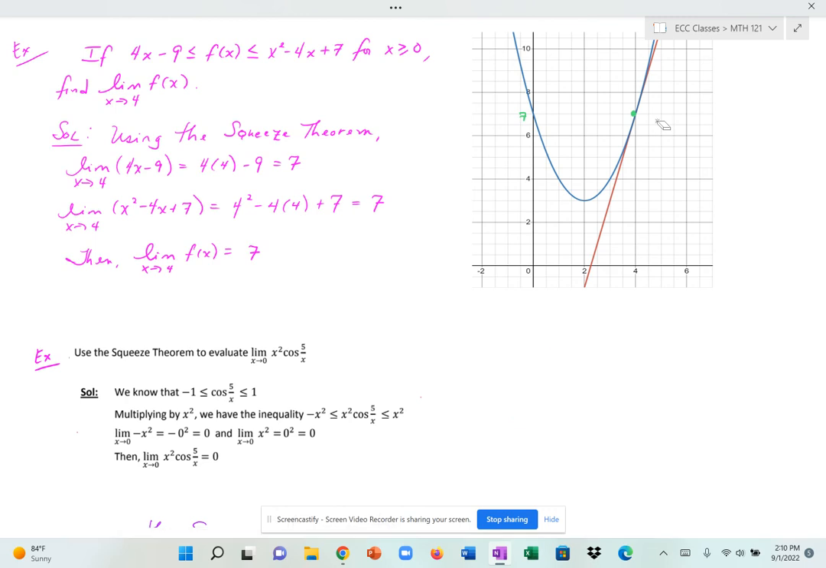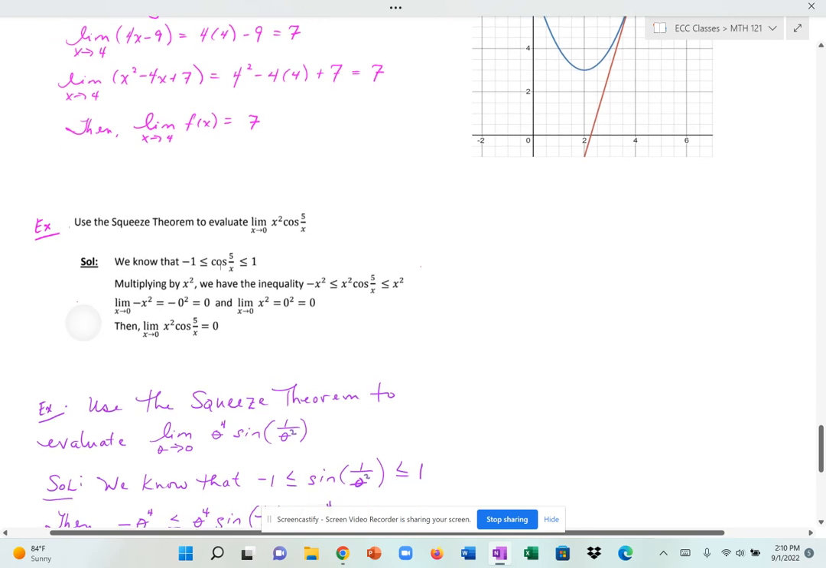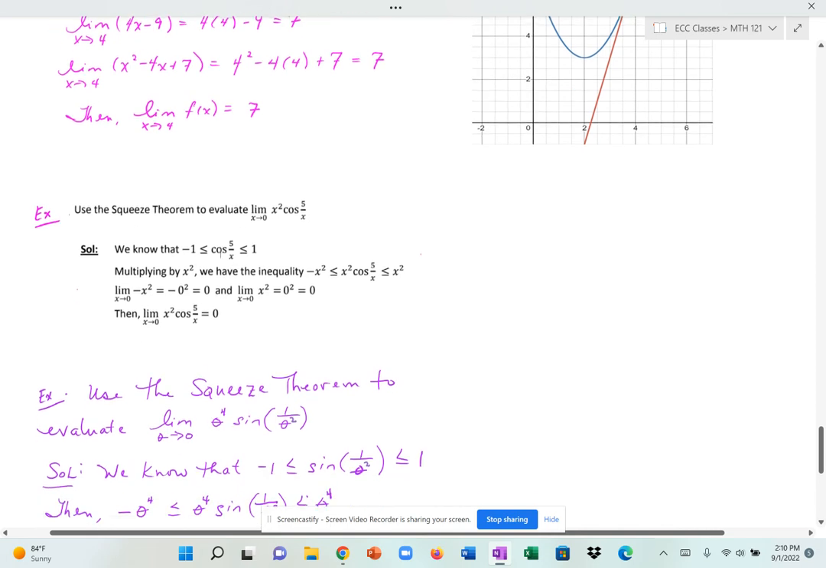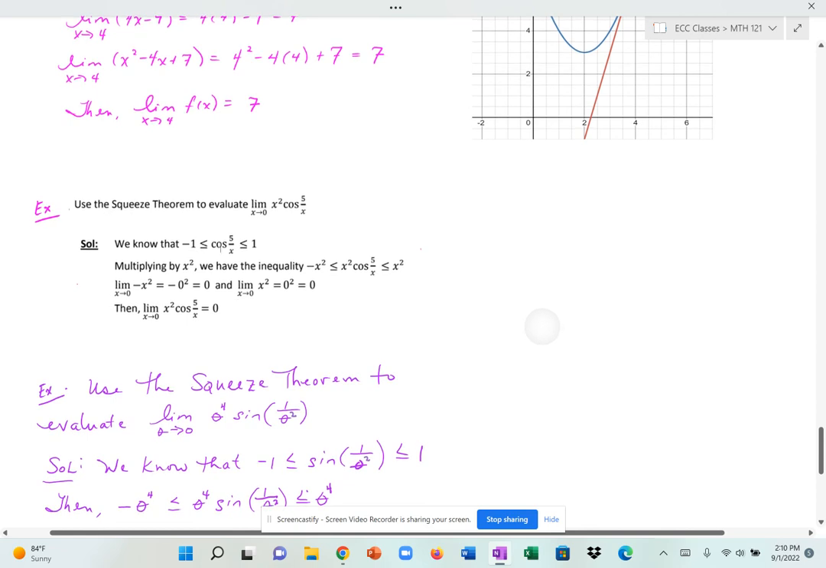Okay, here's another one. This time we're using the sine function. Use the squeeze theorem to evaluate the limit as theta approaches 0 of theta to the fourth sine over theta squared.